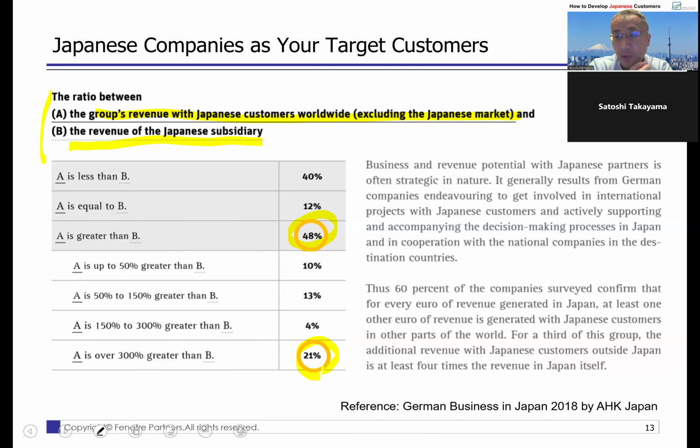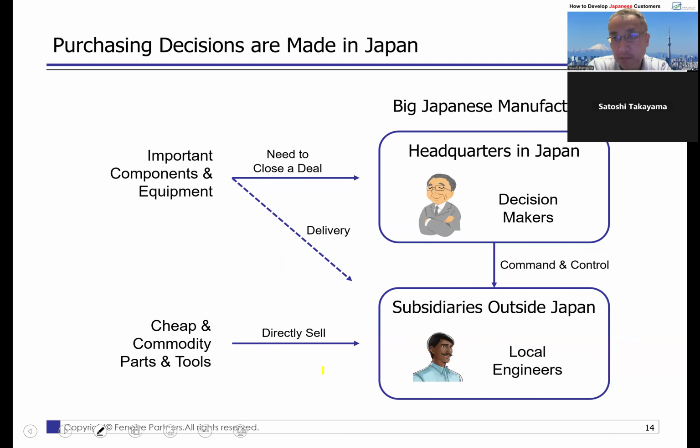Of course, the size of the Japan market is still big. You can focus on capturing that kind of sales, but at the same time, you will get a bonus outside Japan. So now some of you may start thinking you can go to Japanese companies in North America, Europe, or Asia directly. However, in many cases, decision makers are in Japan.